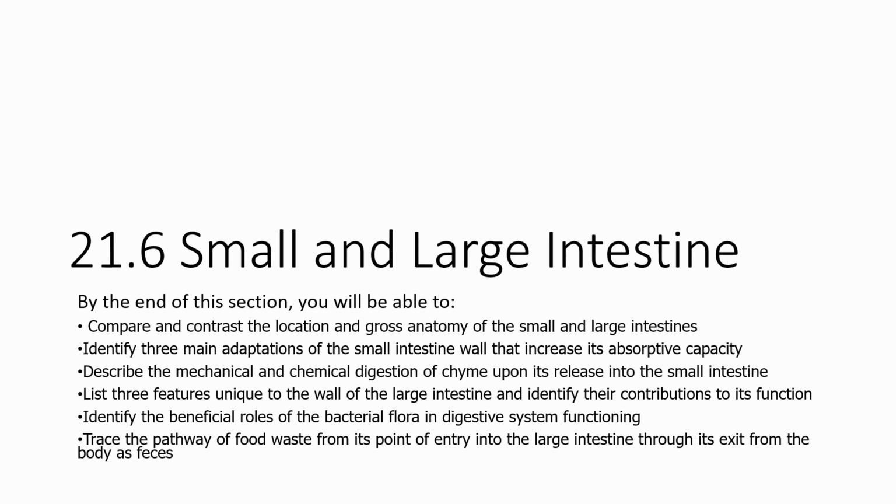And then for the small and the large intestine, we're going to talk about their gross anatomy. We'll talk about some of the structural features of the small intestine that help it perform its absorption. We'll talk about mechanical and chemical digestion involved in the small intestine, as well as some features we find in the large intestine and their functions, and then talk about the importance of bacteria in the digestive system.